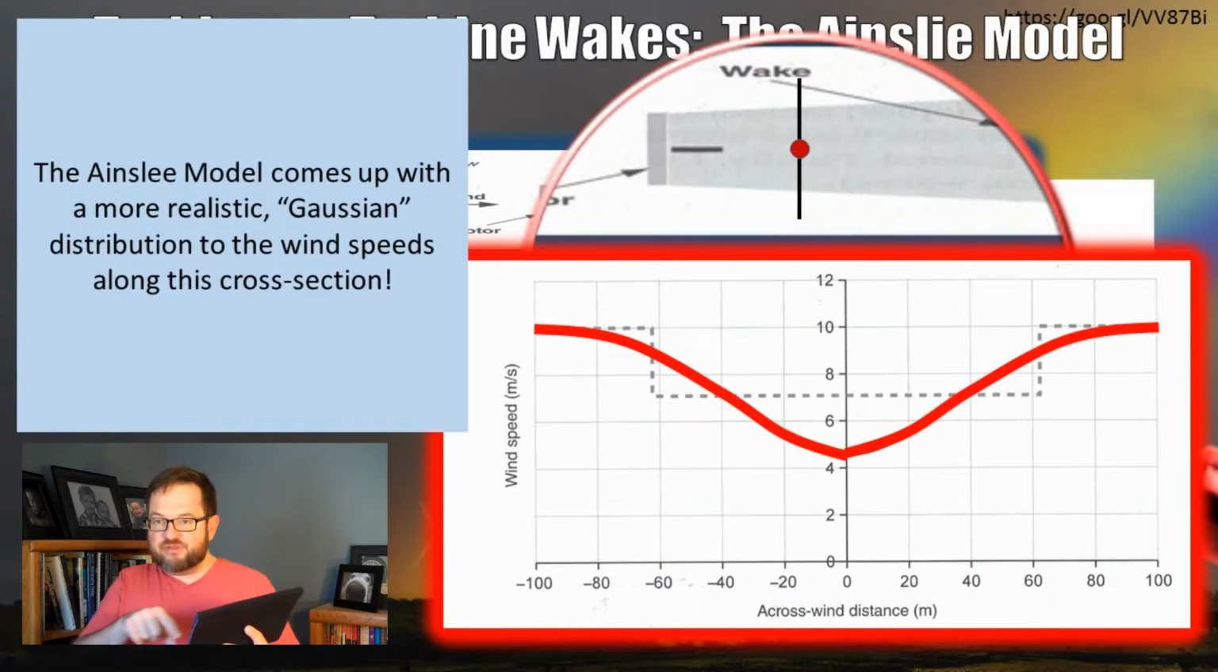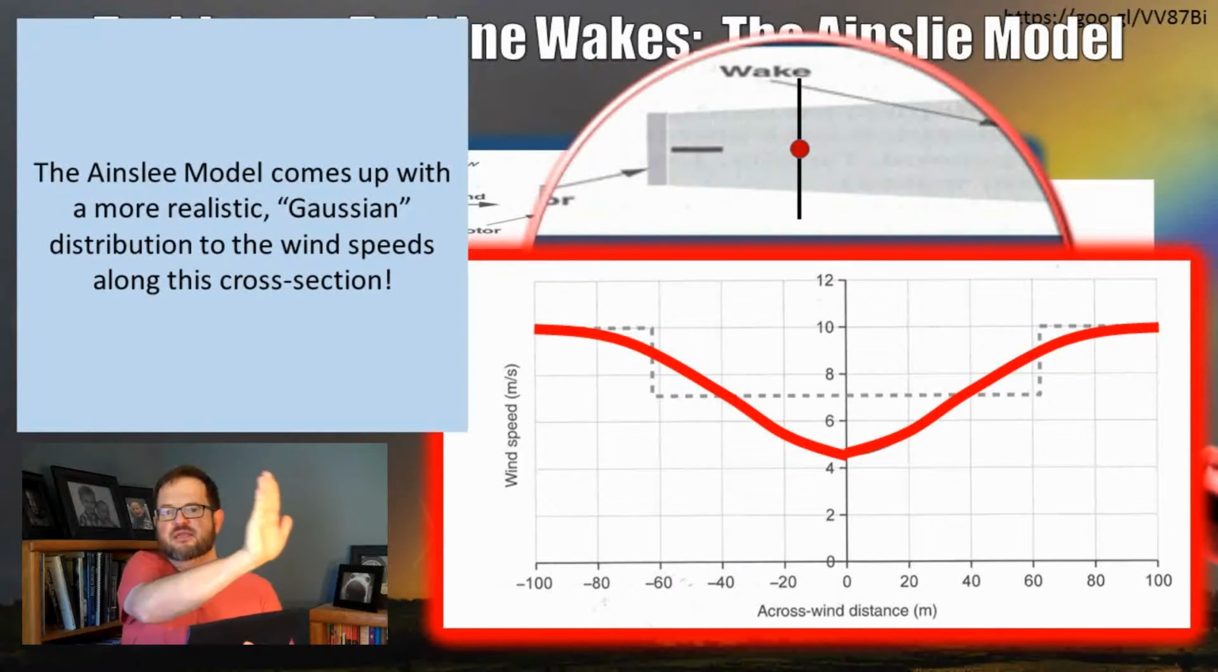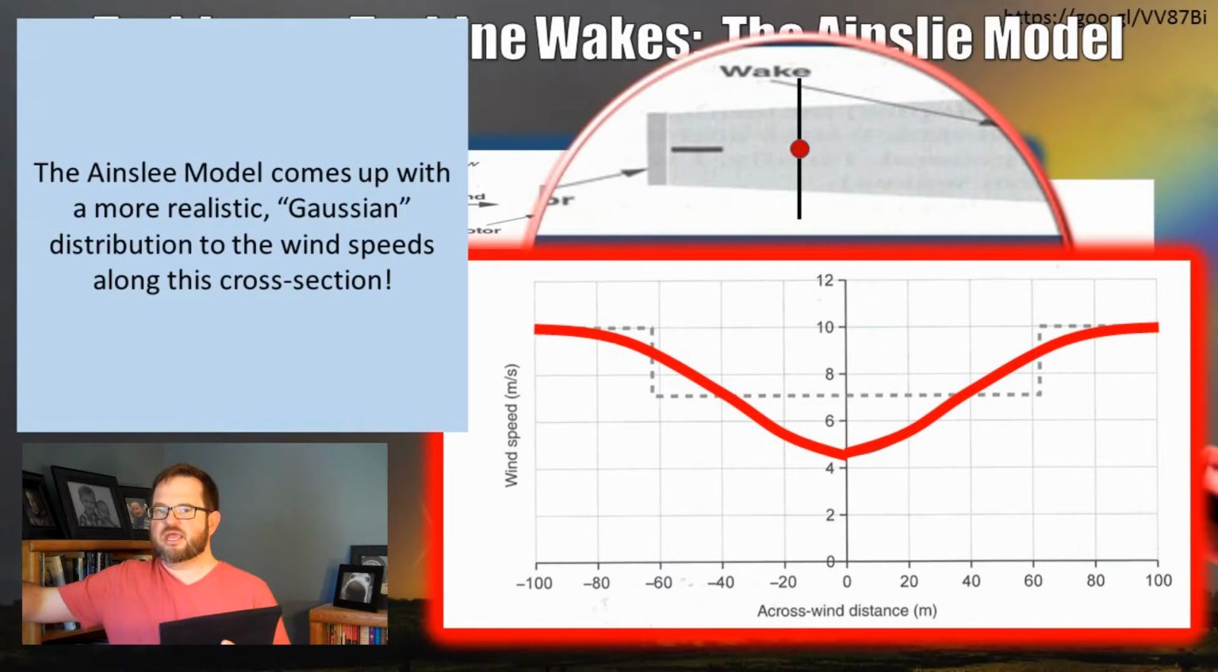So again, this is another figure that I took from your book there, and I have highlighted what the Ansys model says about the speed of the wind as you go from the left side of the wake, into the wake, to the middle of the wake, and then to the right side of the wake, and then out of the wake. As you go across the wind there, you see you have this sort of Gaussian distribution to how the wind speeds are going to be.